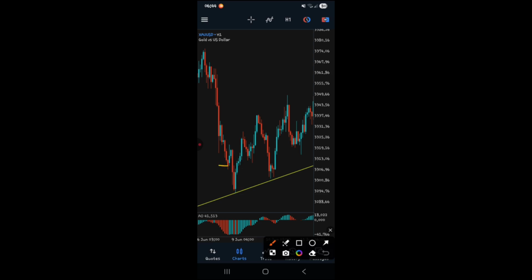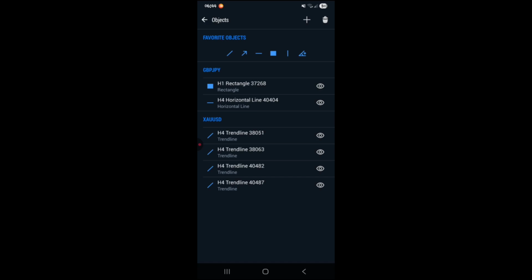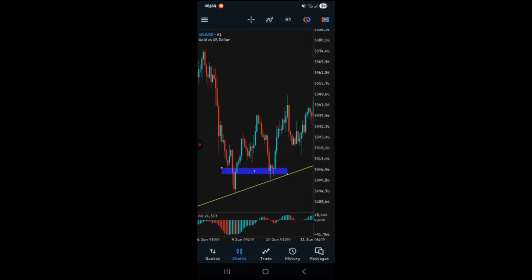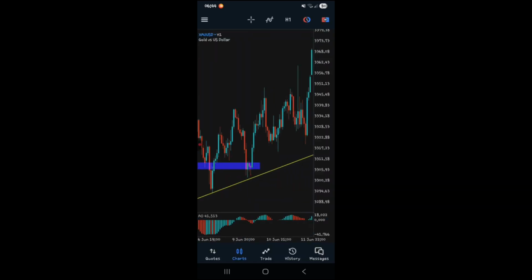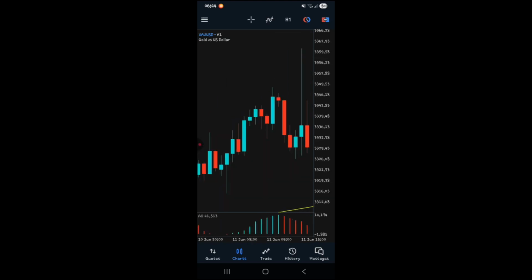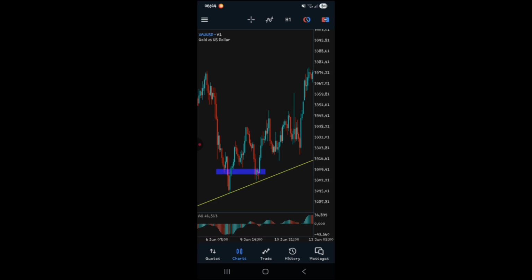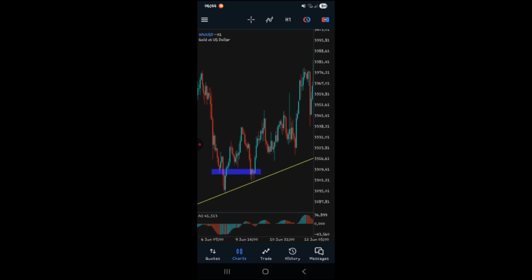So what do we do? We draw this zone over here. We wait for the market to come to this level. Then what happened? We enter and we hold our trade to the upside. So let's go ahead and create our zone over here. So you can see this is our zone over there. And the beautiful thing about this is that it actually aligns to our supporting trend line.